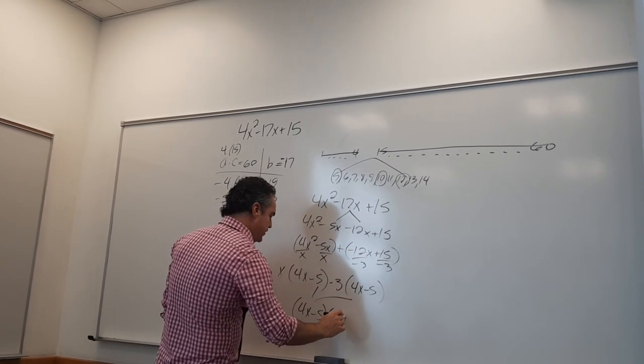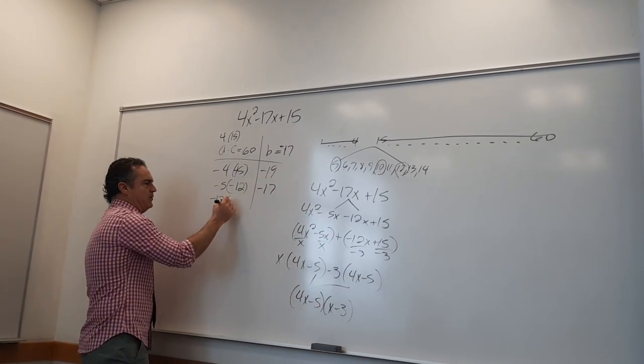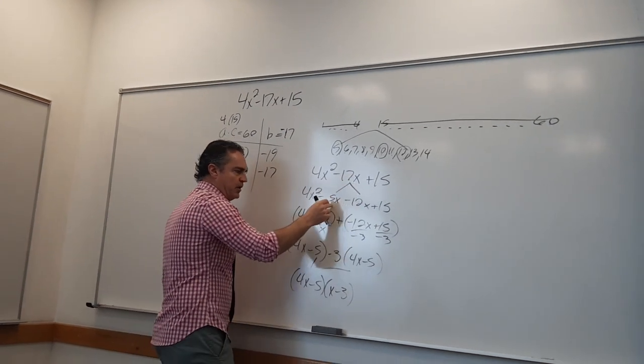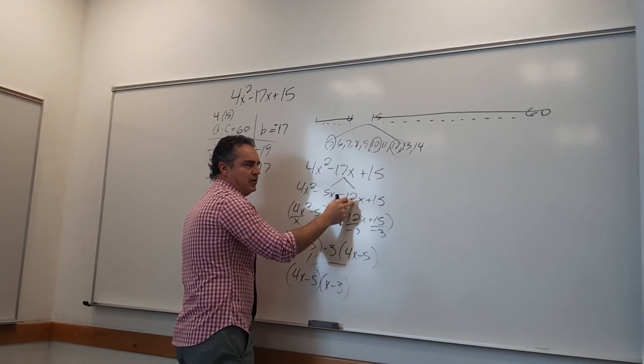And my leftovers are x minus 3. Now I get students sometimes and they say, Brother Rich, what if I had written negative 12 and negative 5 here? Because I totally could have done that. I would have had negative 12 here and negative 5 here. I'm not going to take the time to do that for you.